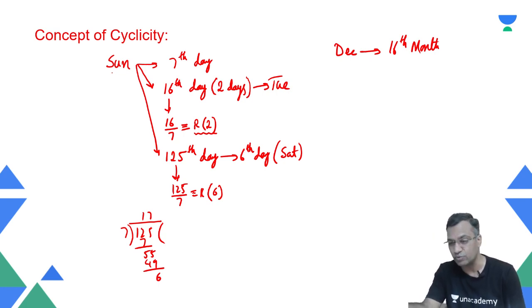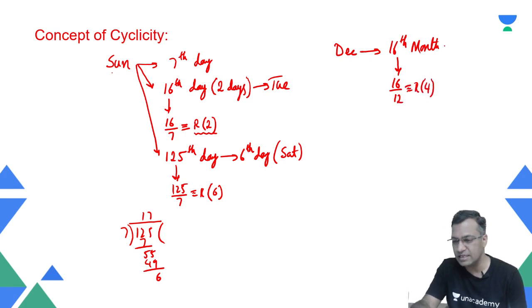So what is that? It is 12. 16, therefore you take this 16, you divide this by 12, and the remainder is 4. What is the remainder? The remainder is 4. What do you mean by this? The 16th month from December is as good as the 4th month from December.